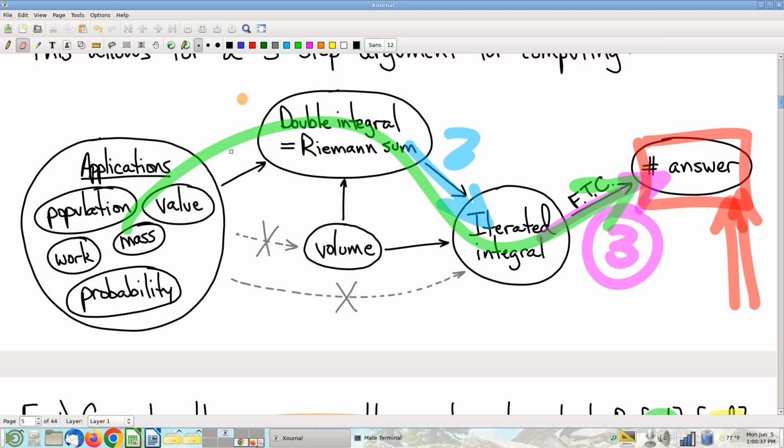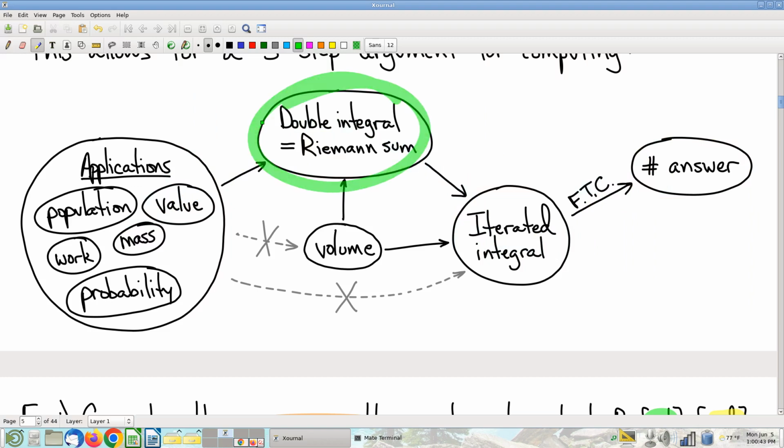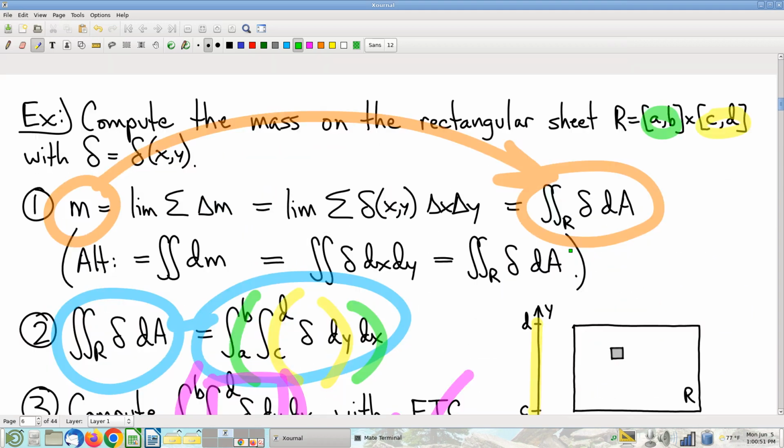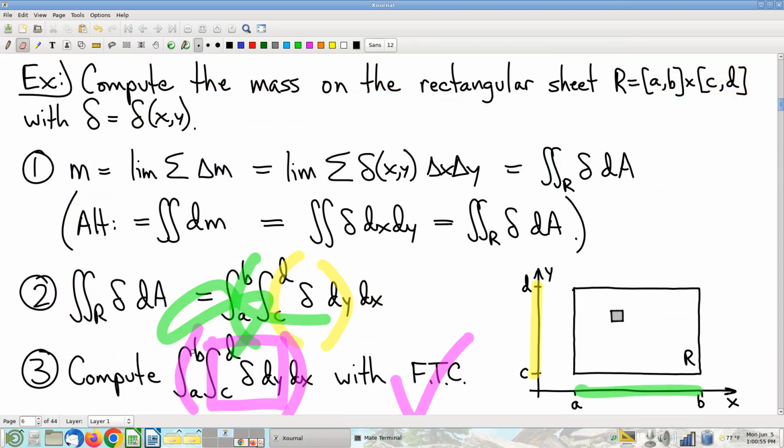So you've got to, again, clean up the mess. I need to see that double integral, and then I need to see the iterated integral as well. Okay. So don't skip over critical parts of the argument. If I can get this thing to erase.